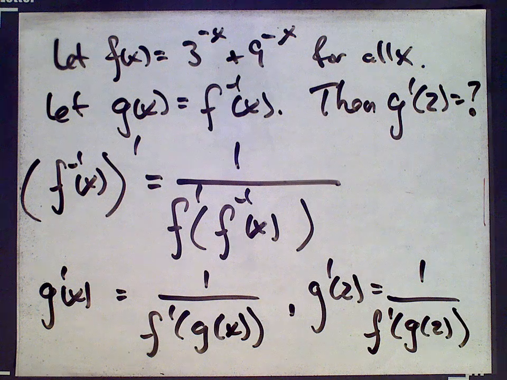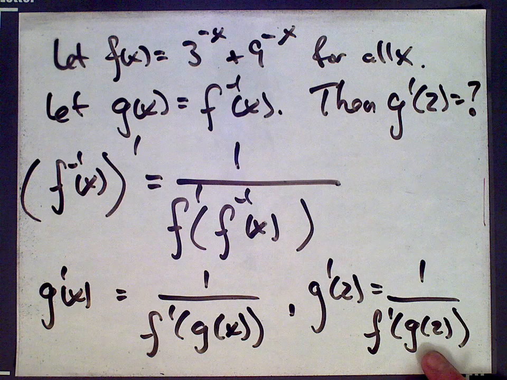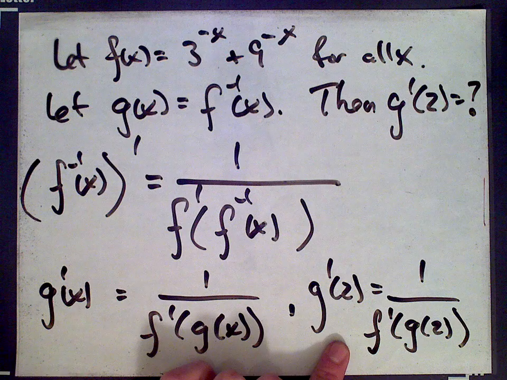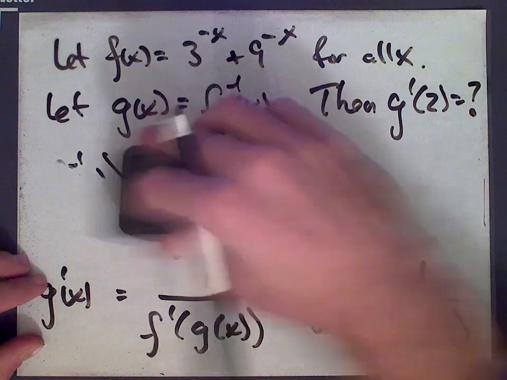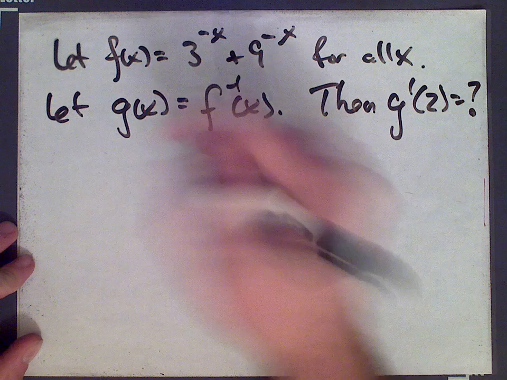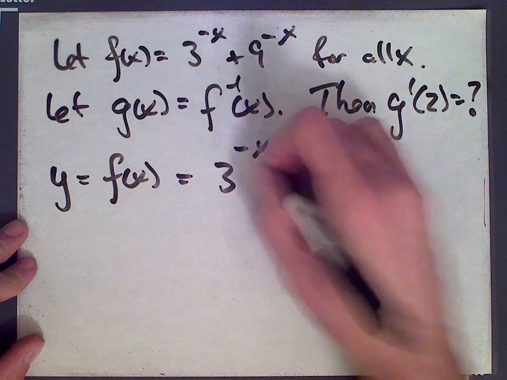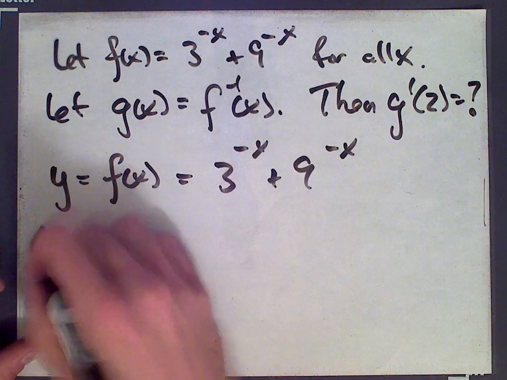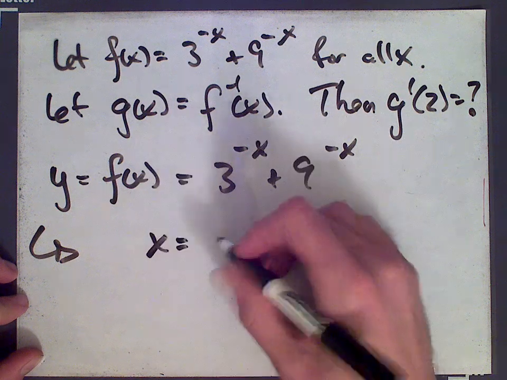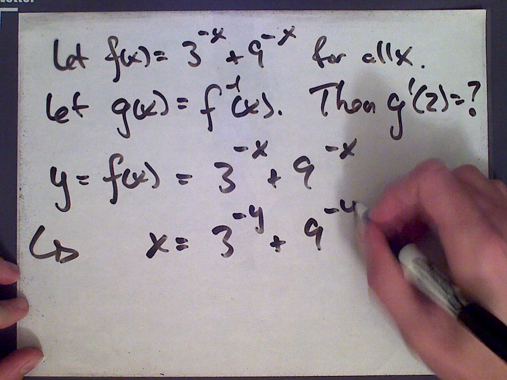So we have the function f, we can get f prime. So now we need g of 2. We don't have g explicitly, but we know it's the inverse of f. So let's copy down this formula here. And now we're going to try to find what g of 2 should be. So remember how inverse functions work. Let y equal f of x, which is 3 to the negative x plus 9 to the negative x. Then to get the inverse, we switch the variables x and y. So we get x equals 3 to the negative y plus 9 to the negative y.